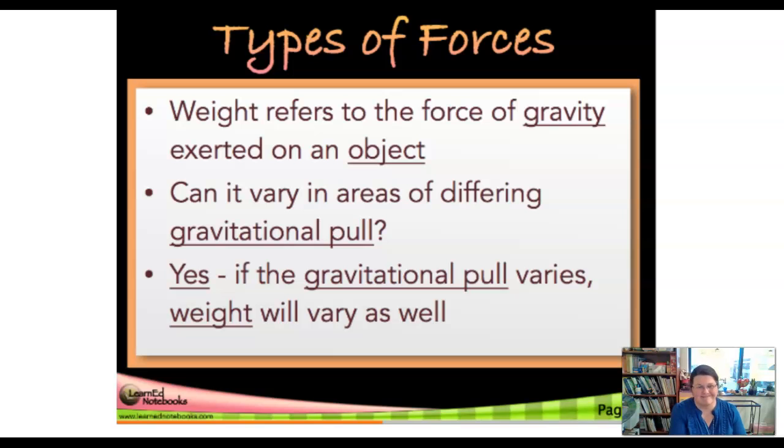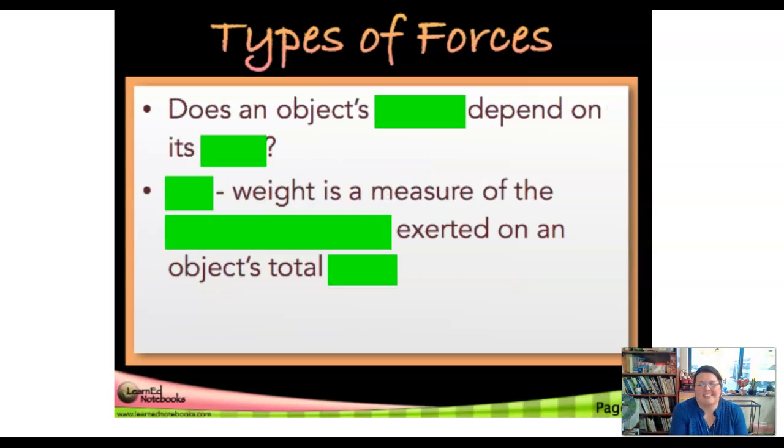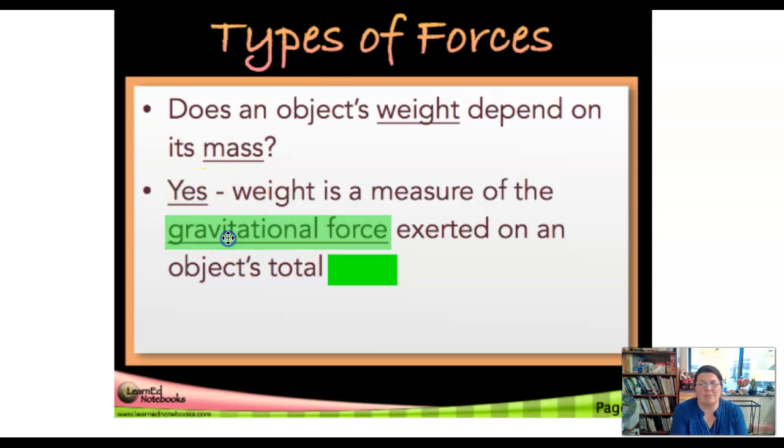Moving on. Still on page 11. Does an object's weight depend on its mass? Yes. Weight is a measure of the gravitational force exerted on an object's total mass. So the weight is just a scale that we go by to determine how much something weighs. Just a measurement, a figure that we can relate to.